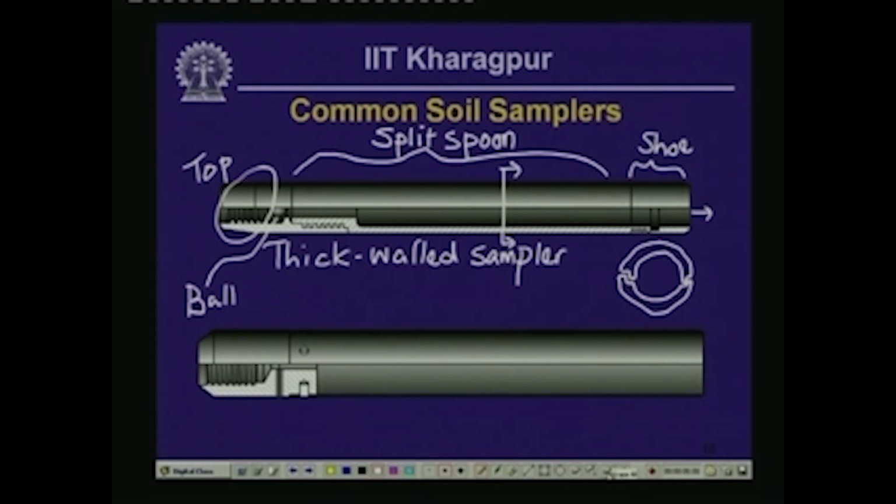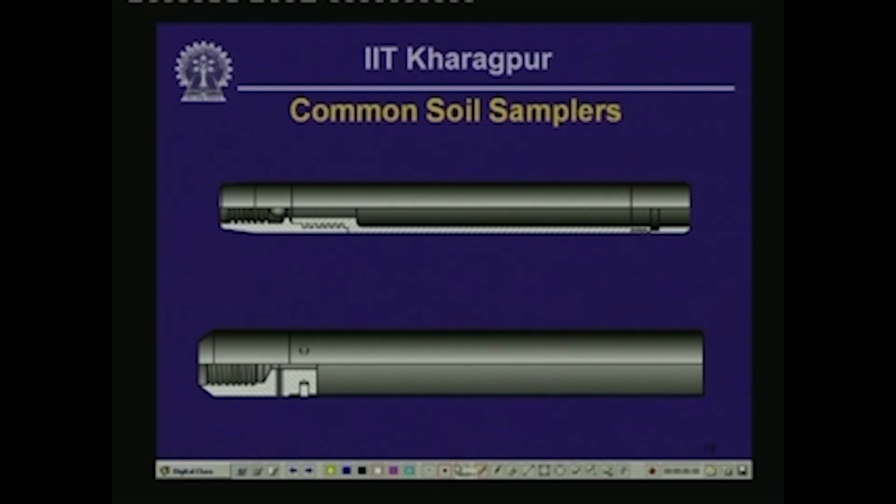This sampler we are going to look at again when we talk about a testing procedure called the standard penetration test later on. And then the bottom sketch shows a thin walled sampler, and in this case the sampler does not have a piston in it. So, this particular sampler is called a Shelby tube.